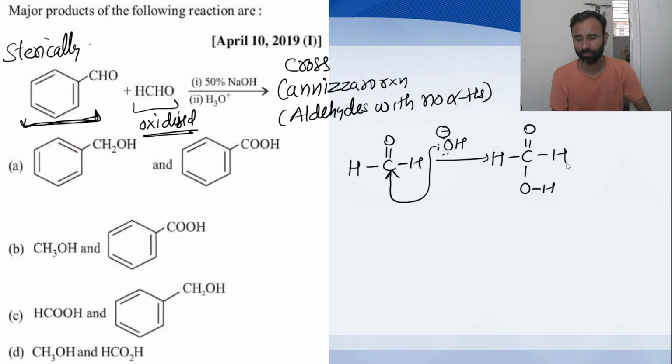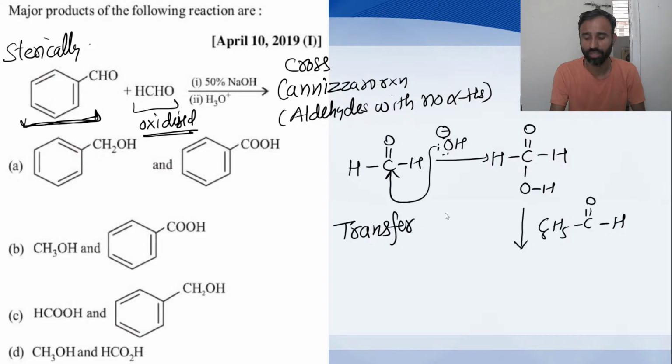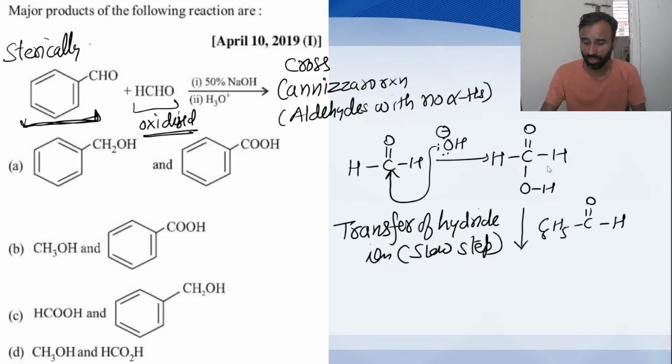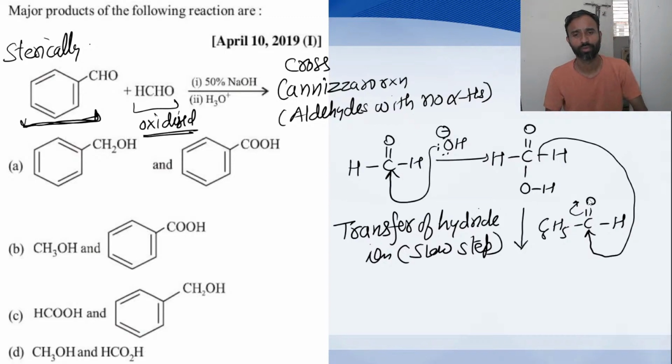And then the next part is transfer of H negative. That is the slow step. That is the rate determining step in Cannizzaro reaction. Transfer of hydride ion. That is the slow step and rate determining step. So hydride ion will transfer on this side. Okay. See, sorry, it's like this.